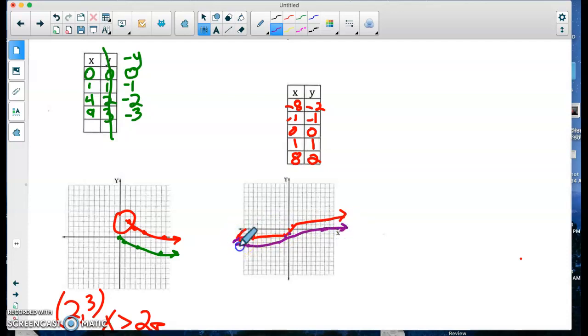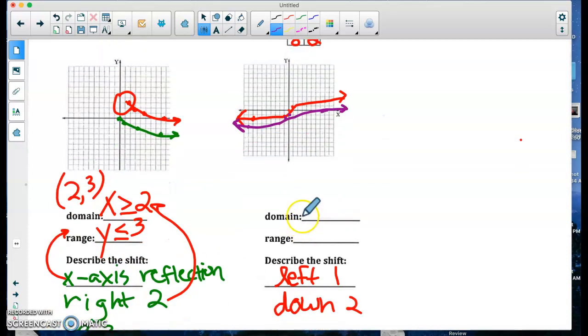All right, now compared to this graph right here, we have arrows that are going both ways. They're going to go on forever and ever and ever. So this one is our easier one. Our domain is going to be all real numbers, and our range is going to be all real numbers because our x's and y's are going on forever and ever and ever. All right, so those are the difference between those two graphs.